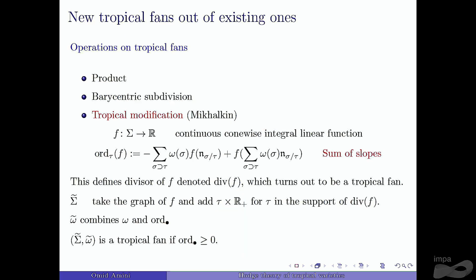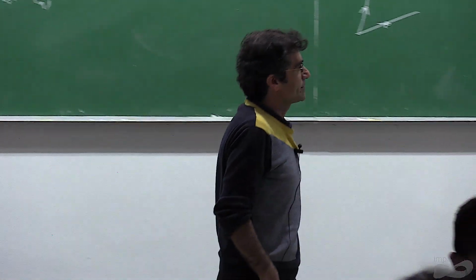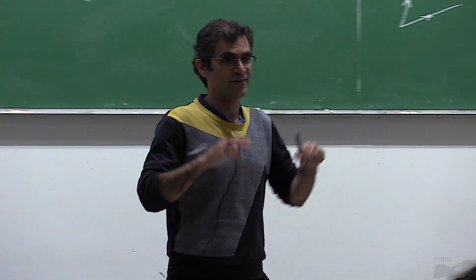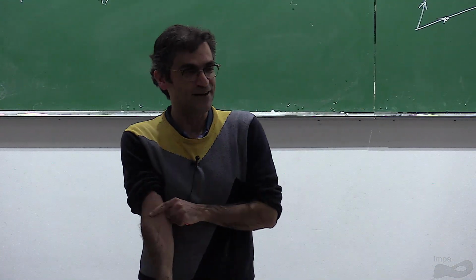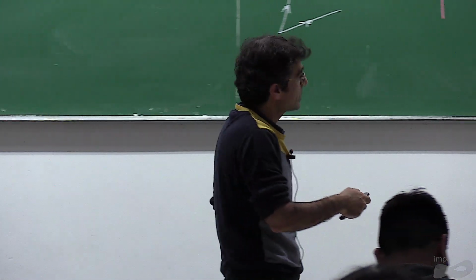So I gave you basically two examples: the tropical line, which was this line in Rn. And then I told you also that you have a source of examples coming from algebraic geometry. So let's forget about algebraic geometry. I would like to construct a lot of tropical fans. Usually what you do in algebraic geometry is you have some operations. So let's do the same type of operations here.